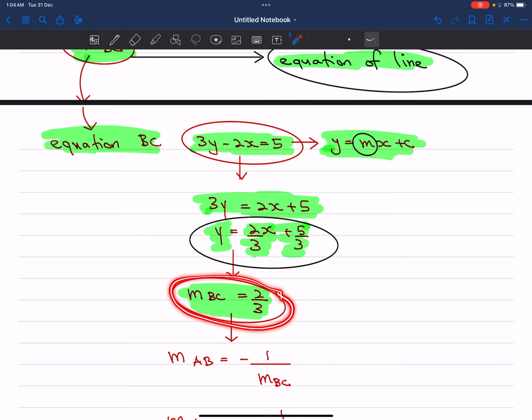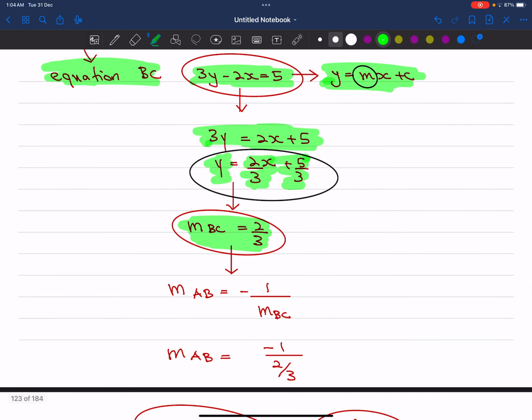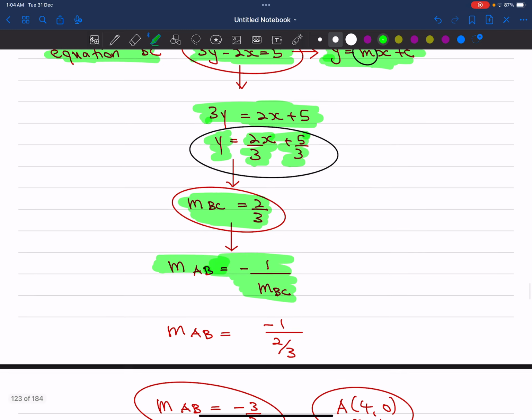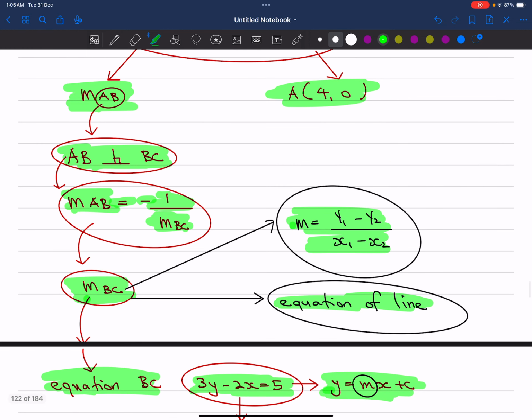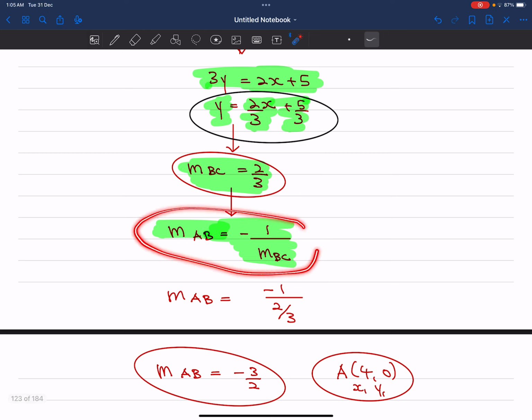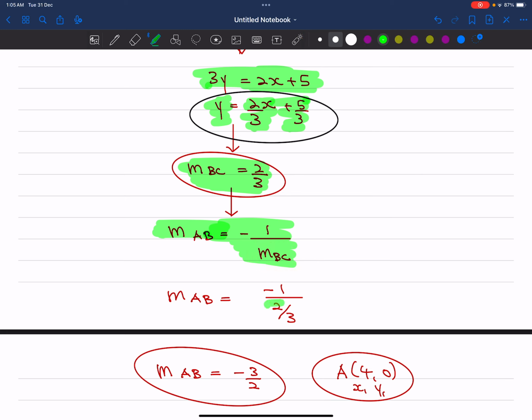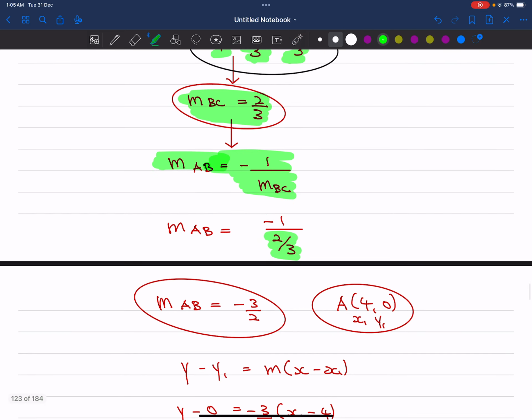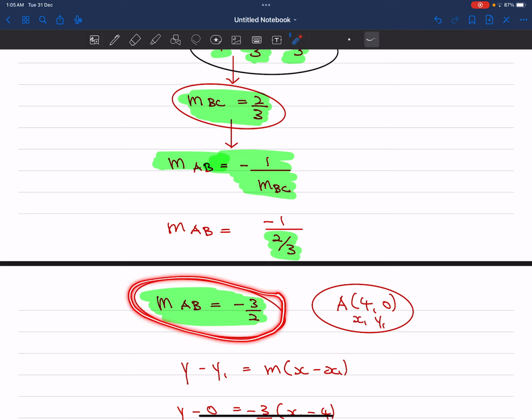We take this gradient BC and put it back in the formula just now. Gradient AB is negative 1 over gradient BC. This formula was already mentioned here, so I'm just rewriting the formula. I substitute gradient BC, which was 2 over 3. And of course, 2 over 3, you bring it up, becomes 3 over 2. So the gradient AB is negative 3 over 2.